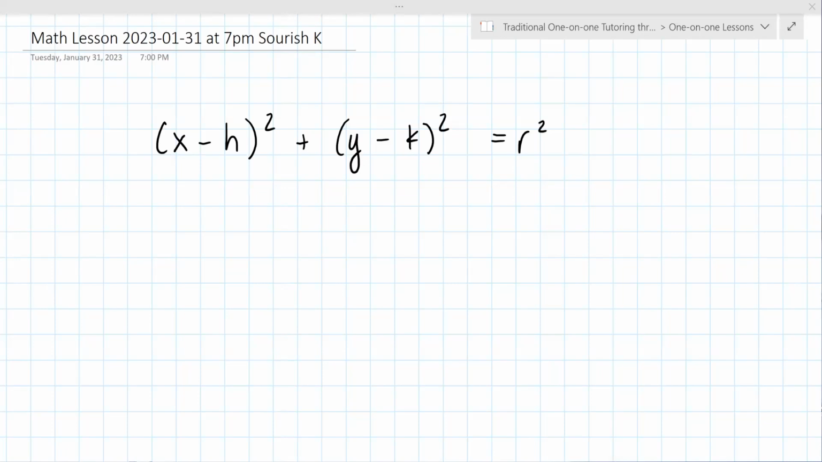Okay, I got it down. You sure? You got everything down? Great. So let me give you an equation. (x - 3)^2 + (y - 4)^2 = 5^2.